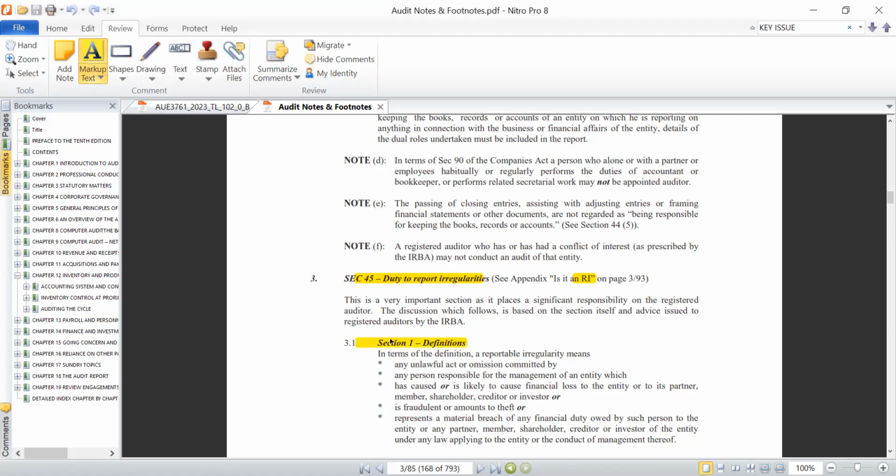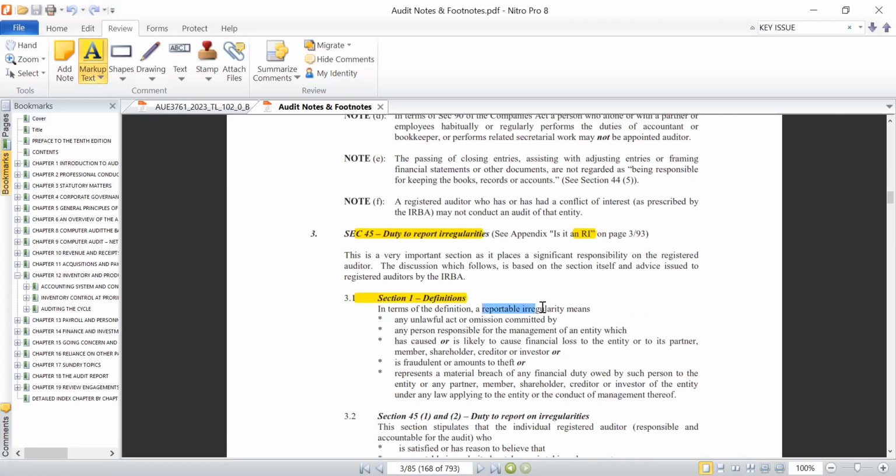According to the definition in section 1 of the Act, a reportable irregularity can be any unlawful act or omission committed by any person responsible for management of an entity which has caused or is likely to cause financial loss to the entity or to its partner, member, shareholder, creditor, or investor. A reportable irregularity here could also mean that maybe there's fraudulent amounts or theft that has taken place. Who would have perpetrated it?